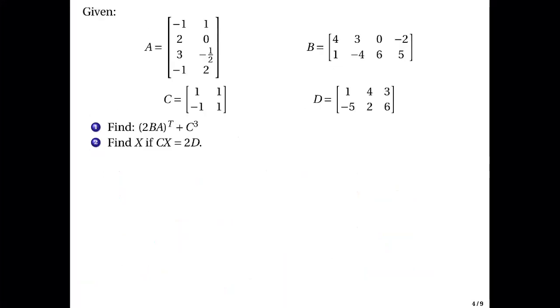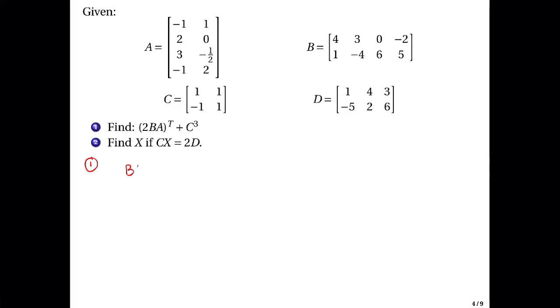Now, let's have the following. So let A, B, C, and D be these matrices. First, we want to find 2B A transpose plus C cube. Then for number 2, we want to find X if X satisfies Cx equals 2D. Okay? So let's do number 1.